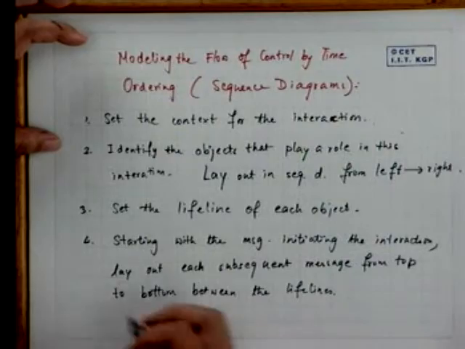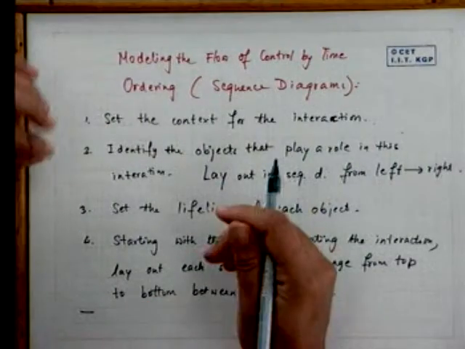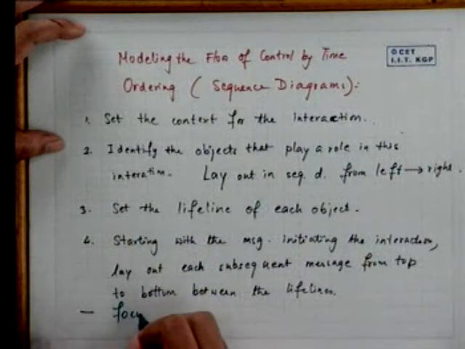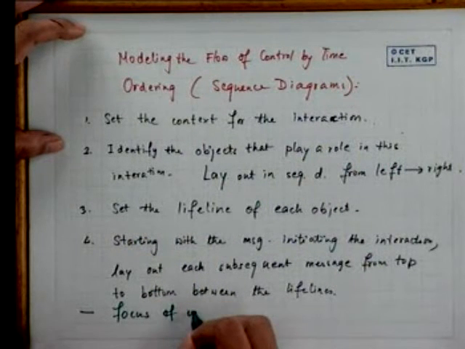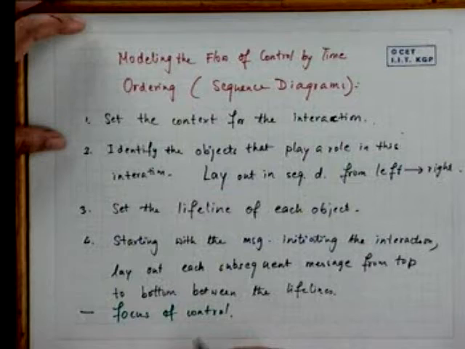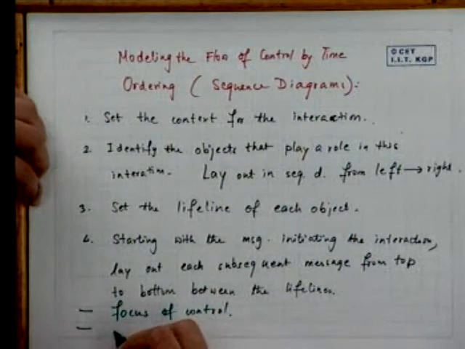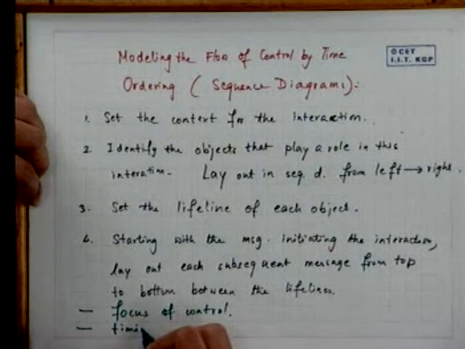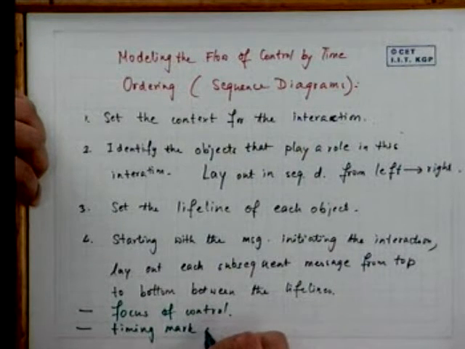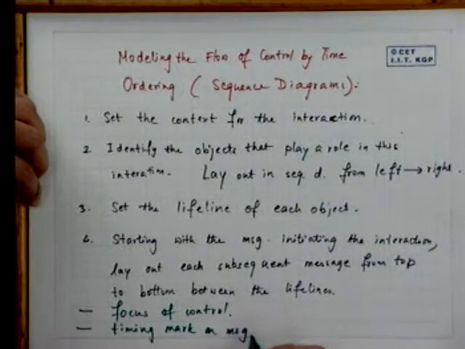And two other steps that we perform are, we adorn each object's lifeline with the focus of control, show the focus of control on the lifeline, and finally we adorn each message with a timing mark. And attach suitable constraints if required.